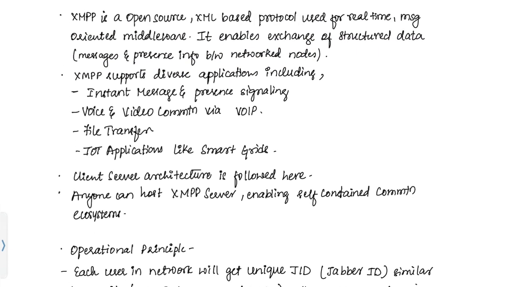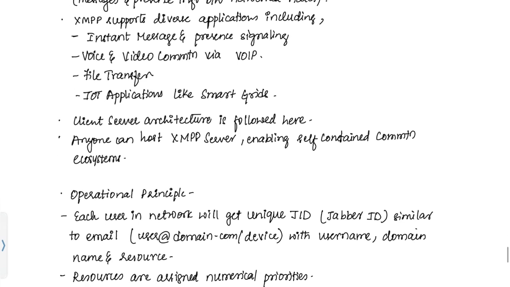The first feature speaks about open source again, as we have seen. Then XMPP supports diverse applications. First one is instant messaging and presence signaling. Then we have voice and video communication, which happens via VoIP. Then we have file transfers, and then IoT applications like smart grids and publish-subscribe systems, which work upon that principle.